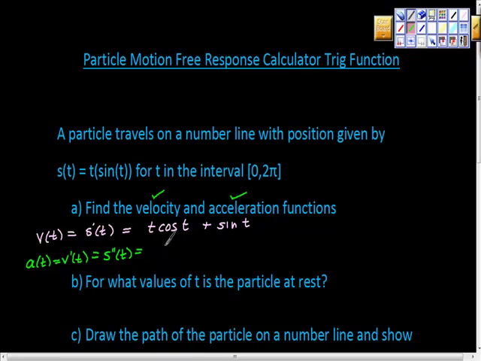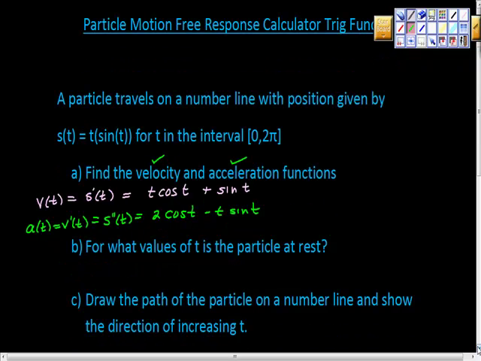And then we got that off the calculator, so it was 2 cosine t minus t sine t. We didn't have to prove that work, but here it is. It says, for what values is the particle at rest?